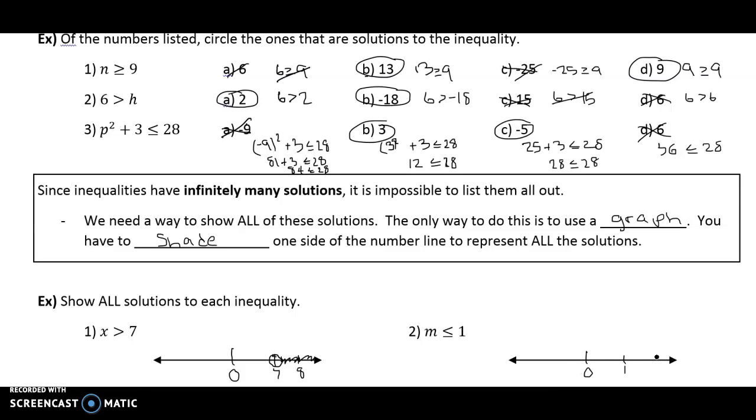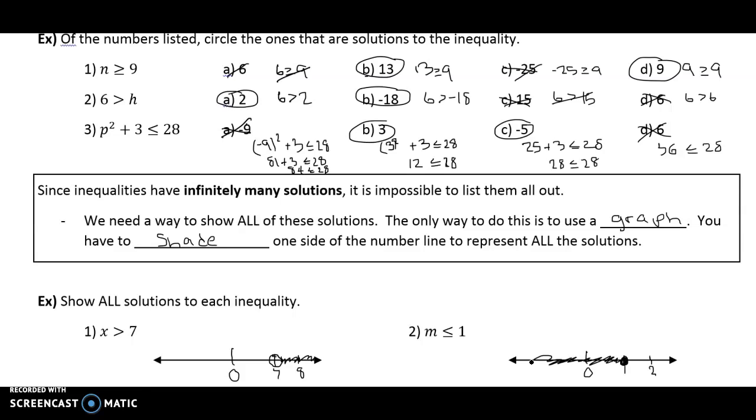Here, I'm going to put 1 right here. Okay, I'm just going to put a number bigger so we can use logic. Open or closed circle? Since it is equal to, it's closed. So you fill it in because it's including 1. M is less than or equal to 1. So go here. Is 0 less than or equal to 1? Yes, it is. Shade towards 0.